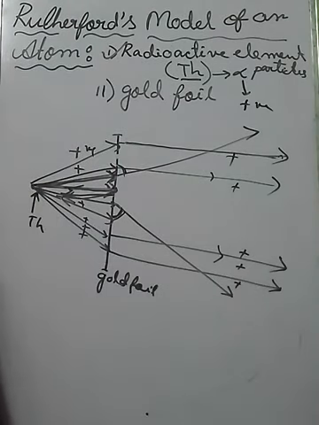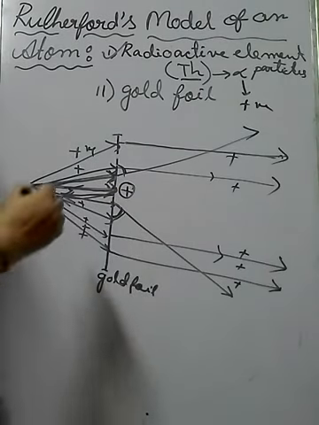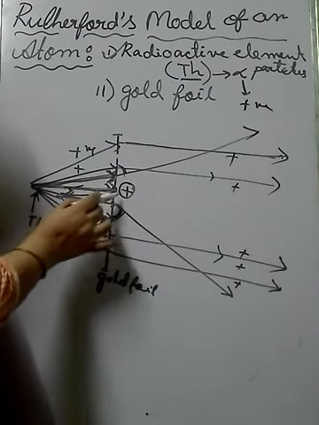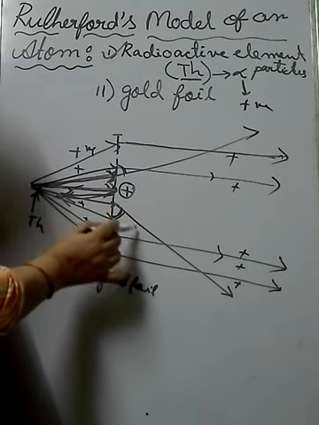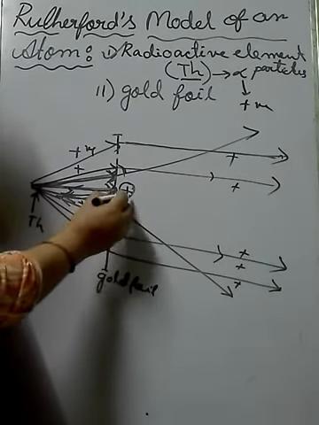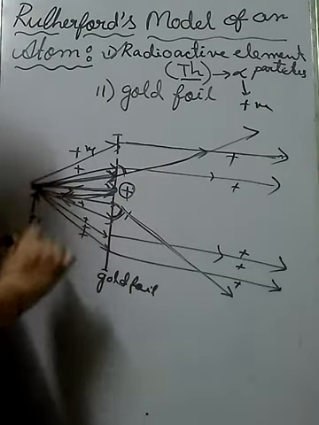From this, he concluded that there must be a positive center in the middle. So when a few particles come closer to this positive center, there is a repulsion because alpha particles are also positively charged. So they bend from their direction when they come closer to it.